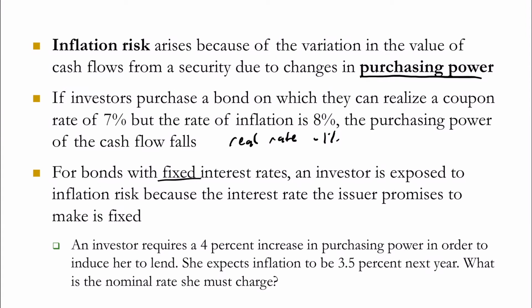So for example, an investor requires a 4% increase in purchasing power in order to induce this individual to lend. She expects inflation to be 3.5% next year. What is the nominal rate, so the rate that has not been adjusted for anything, she must charge? Well, she requires 4% in purchasing power, so foregoing the use of her funds basically is what that means, to lend them to some other individual or entity. Plus, she expects inflation to be 3.5%, meaning that her purchasing power will decrease 3.5% per dollar. And so the nominal rate she must charge would be approximately 7.5%.